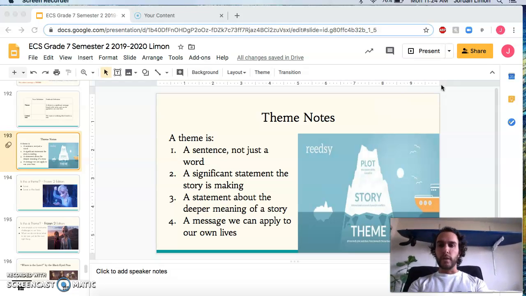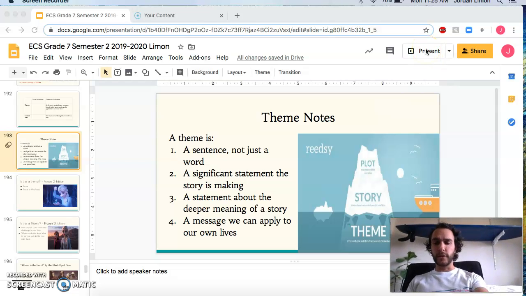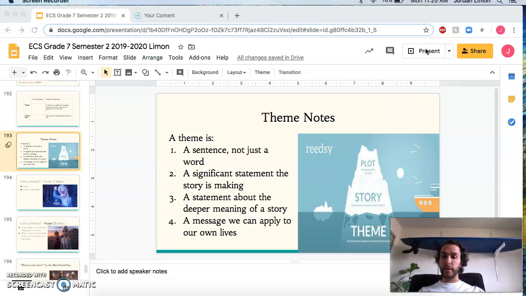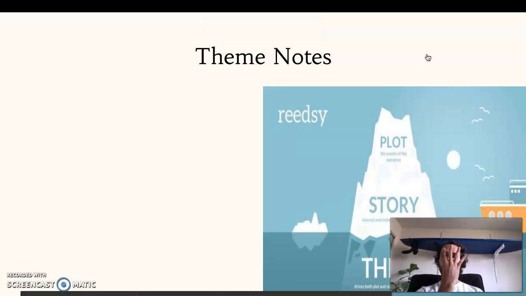Alright, so last week we went over theme versus central idea, but today we actually need to start learning something new about theme because we're going to be talking about theme in The Giver. So I'm going to give you a few theme notes before we look at some examples in another video. For our theme notes, we're going to look at four things that themes will always include.